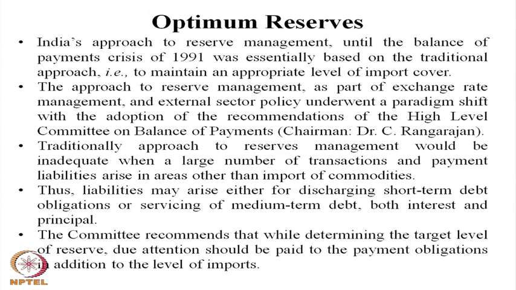So, when you mention the adequacy of reserve, it is very difficult to decide what actually contributes to adequacy of reserve. If you see the approach to reserve management after 91, 92, our approach has come from what is called the balance of payment crisis. We faced the balance of payment crisis in 91, and at that time we realized that we are supposed to have an adequate amount of foreign exchange so as to import essential goods and services.